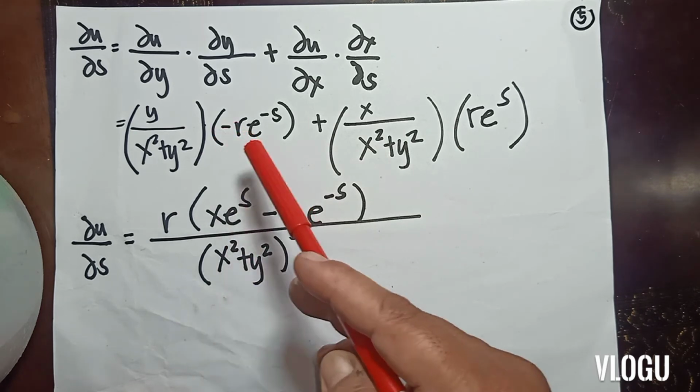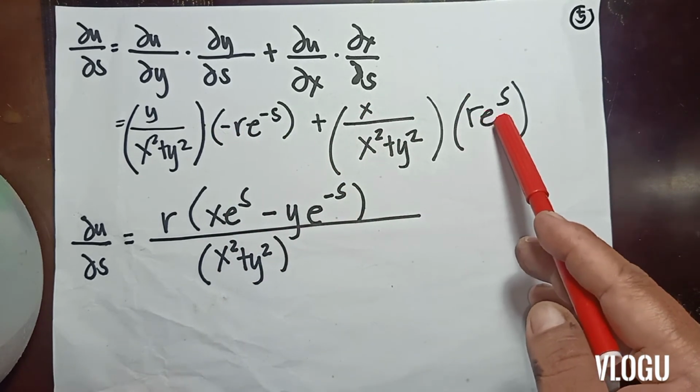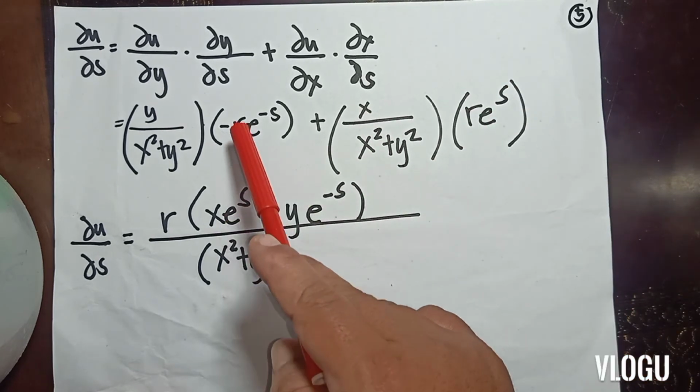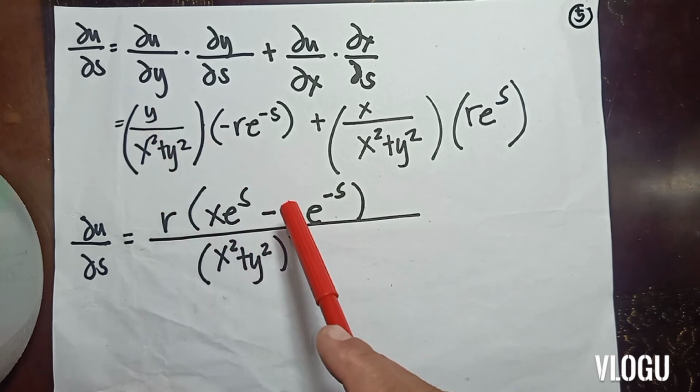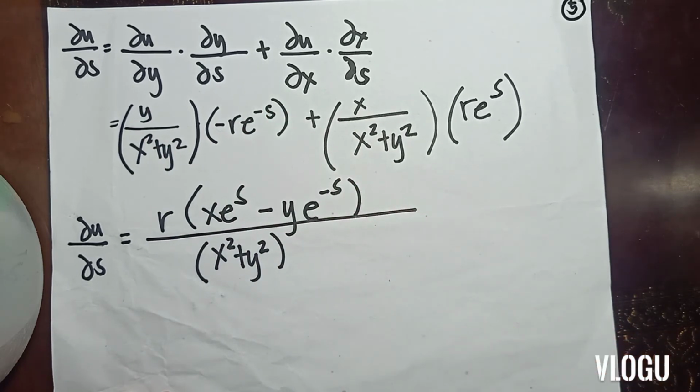Okay. We will write first the positive, so you will have x e^s, that's the reason, that one. Then negative, minus y e^(-s). Okay, that is your final answer.